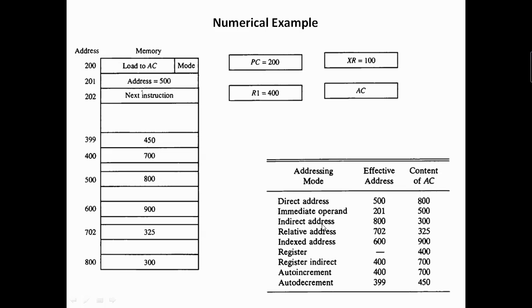If we move to indirect address, it means that we go to this place 500. There you won't find an operand, but you will find the address of the operand. So this is the effective address when it comes to indirect addressing mode. So 800 will be the effective address. And what is the operand? Go to 800. You will find 300 here. So this is the operand. So the operand is 300.